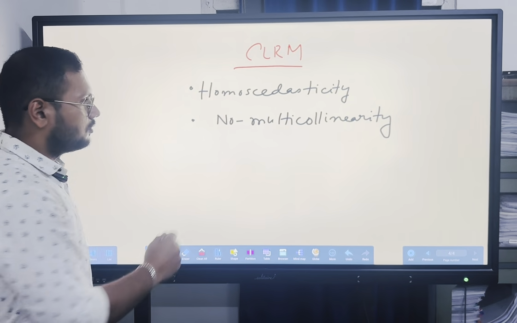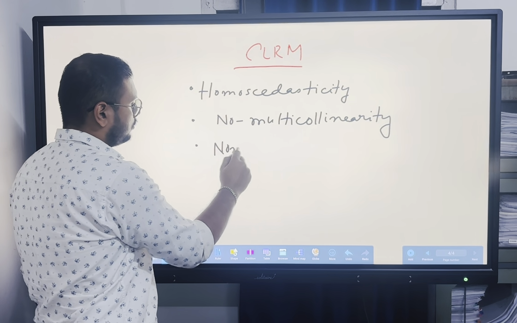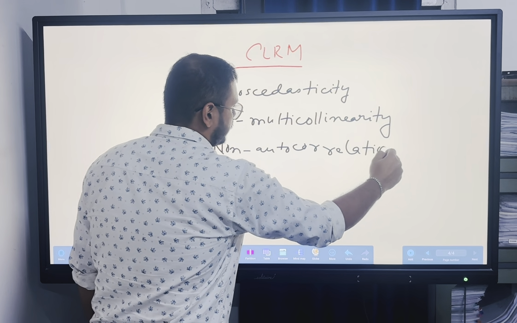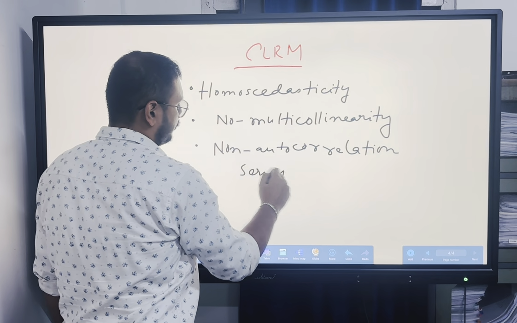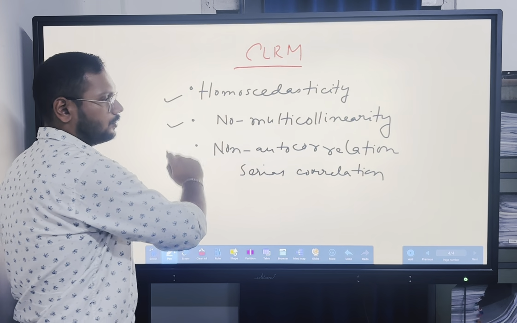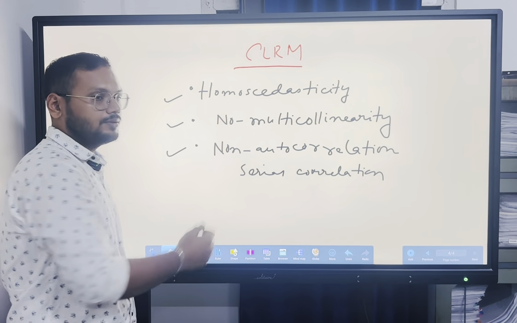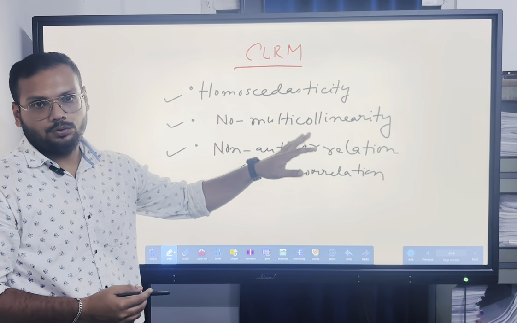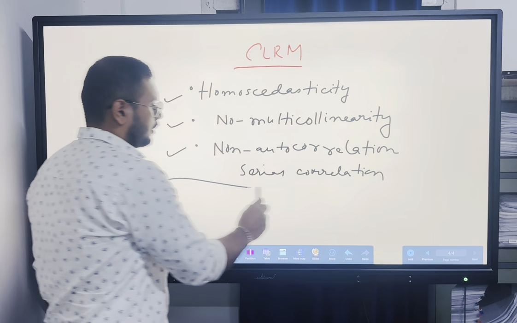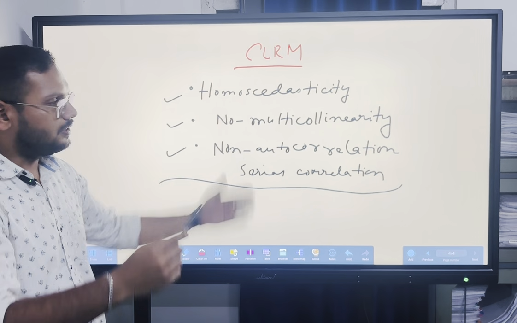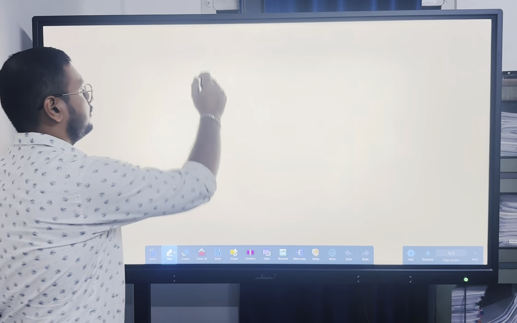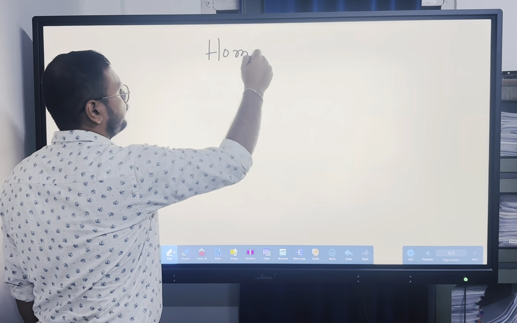Then there is another one which we know as non-autocorrelation, or you can say it is serial correlation. So among the various assumptions, these three are very important. And these three assumptions you can find in chapter 4 of your syllabus, where you have to discuss them in detail. Okay. So let's dive into these topics one by one. First we'll discuss the concept of homoscedasticity.